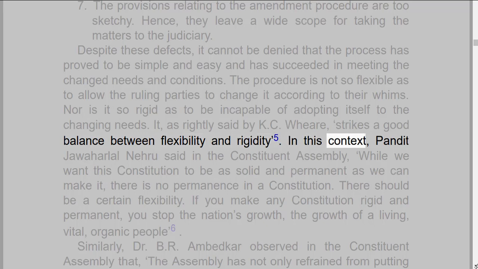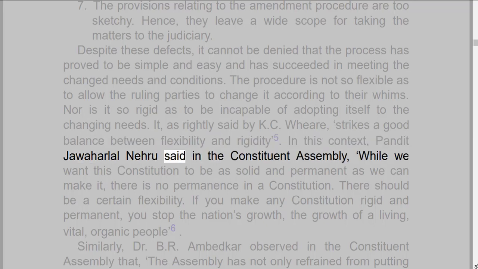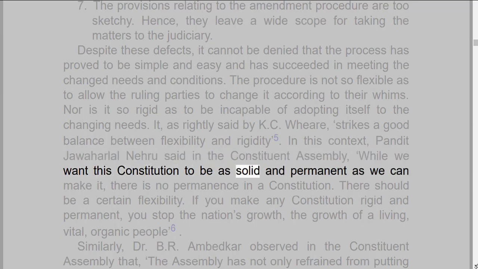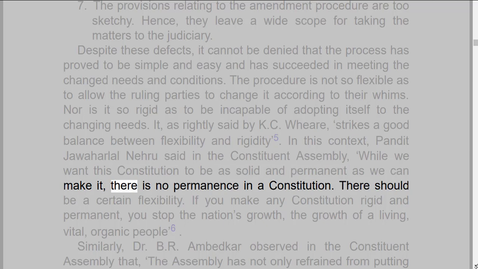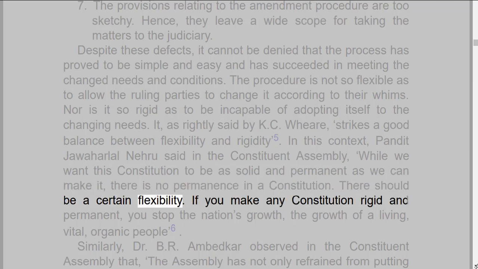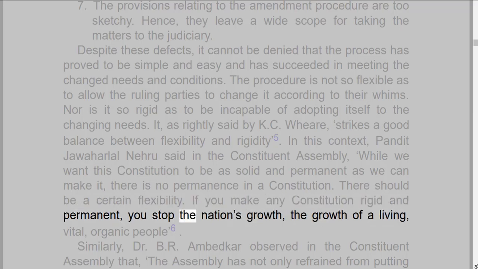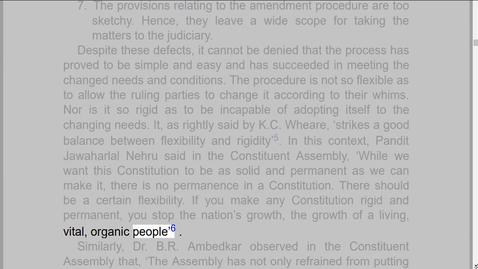In this context, Pandit Jawaharlal Nehru said in the Constituent Assembly, "While we want this constitution to be as solid and permanent as we can make it, there is no permanence in a constitution. There should be a certain flexibility. If you make any constitution rigid and permanent, you stop the nation's growth, the growth of a living, vital, organic people."